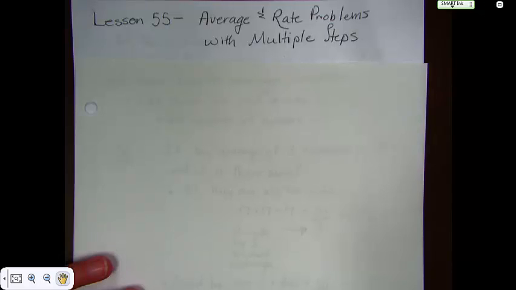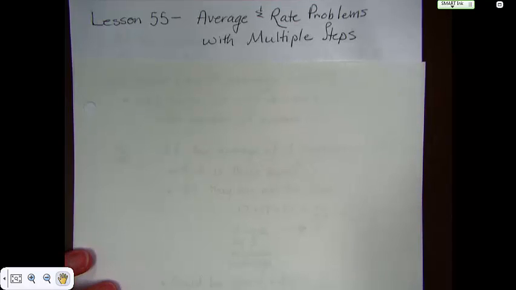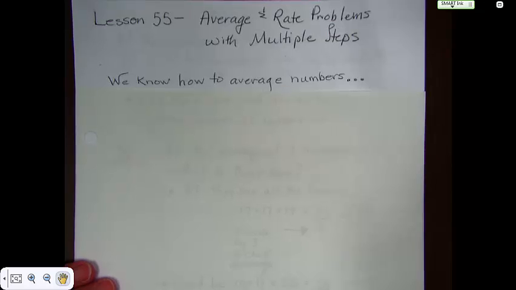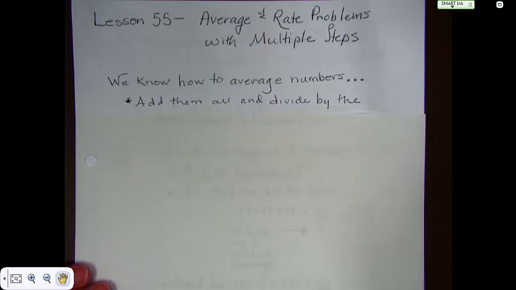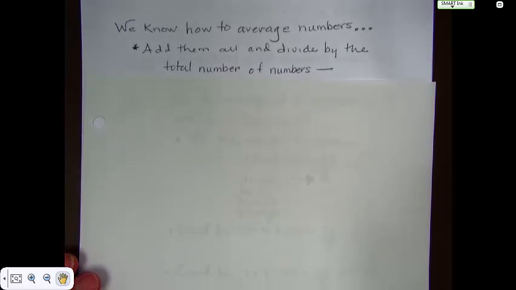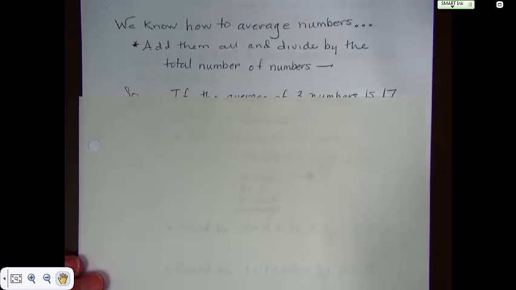Hi there. Today we're going to talk about Lesson 55. Lesson 55 has to do with average and rate problems with multiple steps. We know how to average numbers. We simply add them all together and we divide by the total number of numbers. Now, we can use this to do other types of problems.